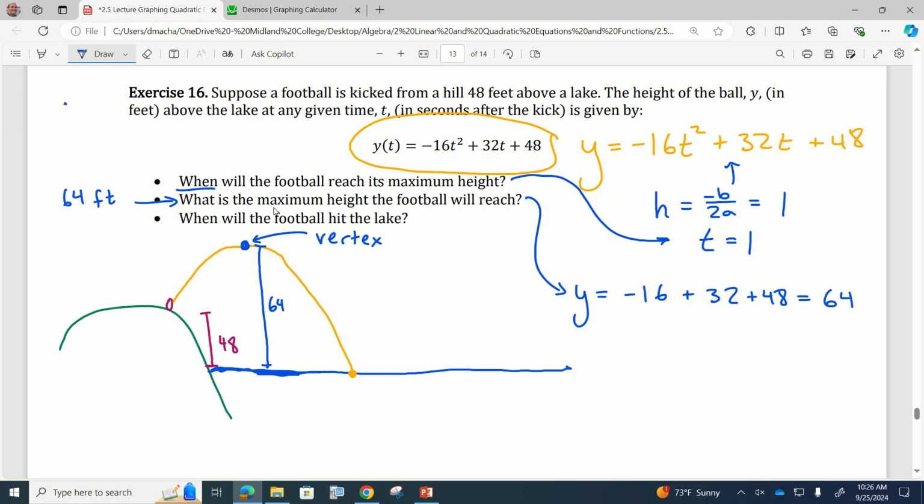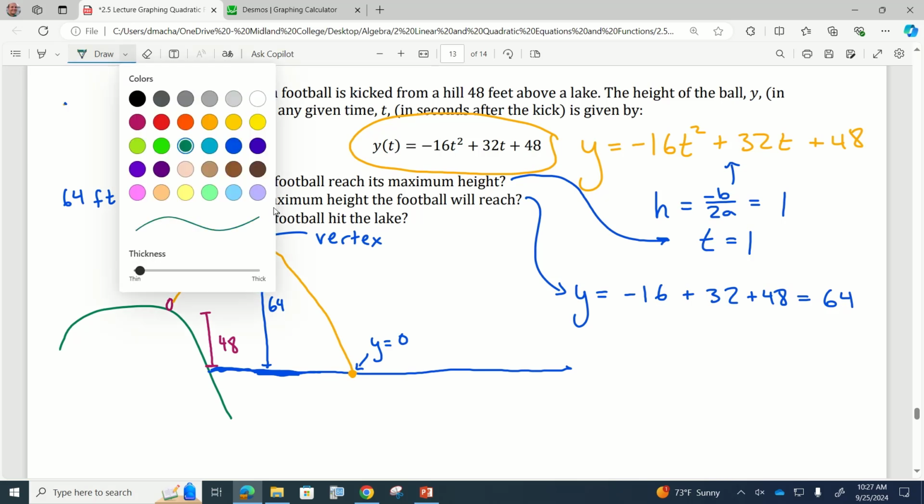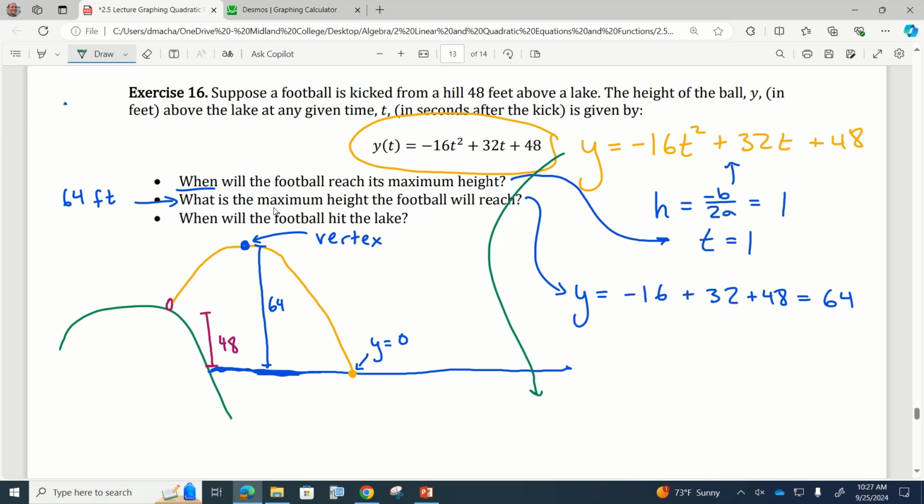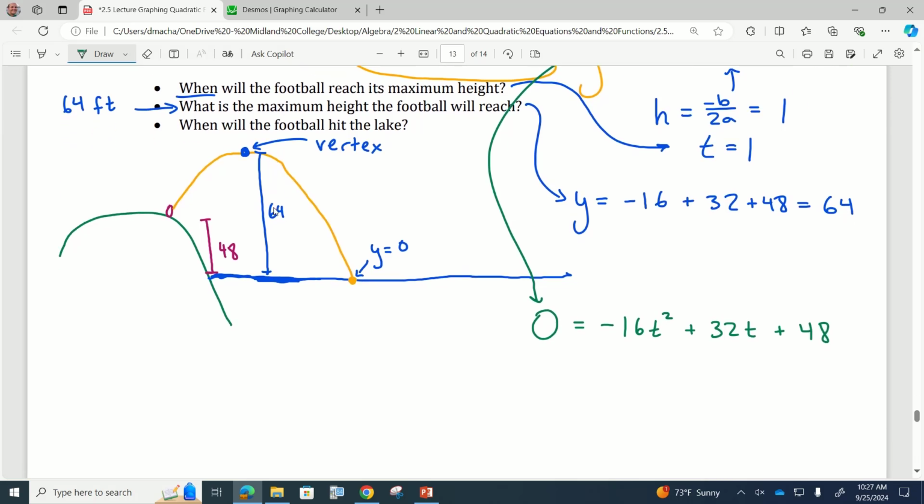The last question says, when will the football hit the lake? When it hits the lake, that means y is equal to 0. So again, let's go back to my original function here, but I'm going to set y equal to 0. And then if I solve for t, I will know what time it was when the ball hit the lake. So I'll divide both sides by negative 16.